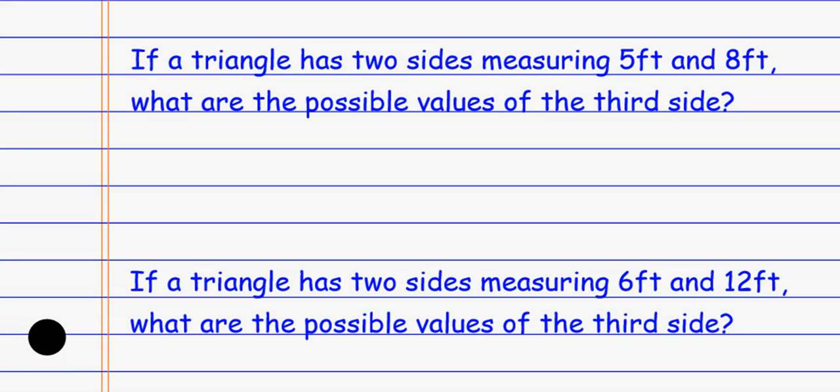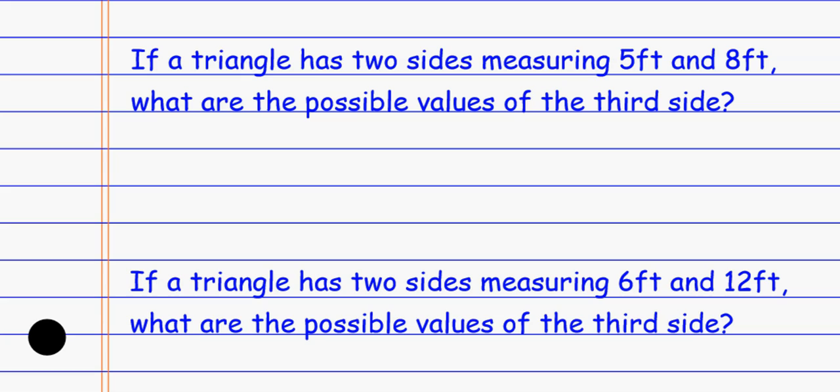So once again, understanding that the three sides of a triangle have a relationship where two of the sides always have to add up to be bigger than the third side, we're going to use that to find a range of values that would be acceptable based on two sides of a triangle. For example, if a triangle has two sides measuring 5 feet and 8 feet, I want to know what are the possible values for the third side.